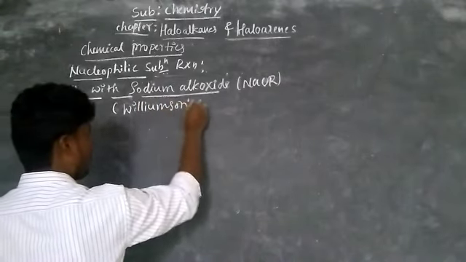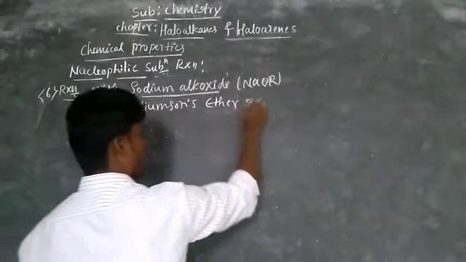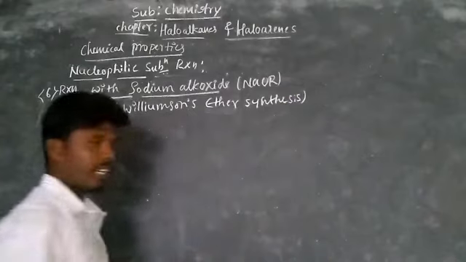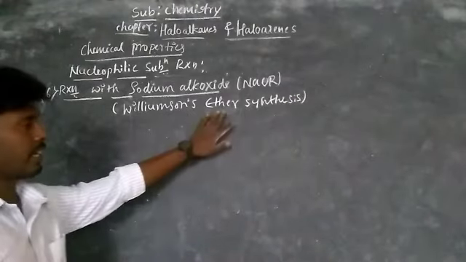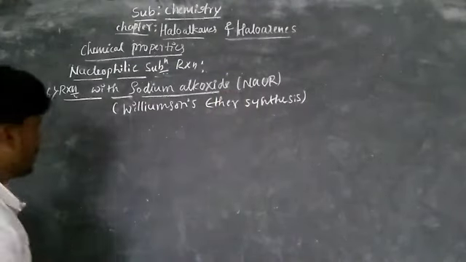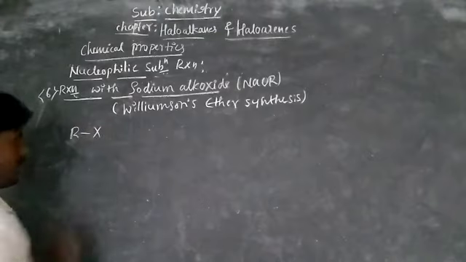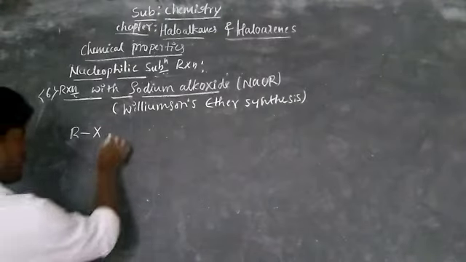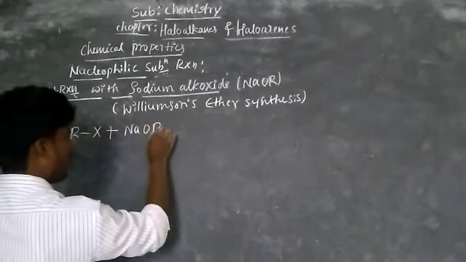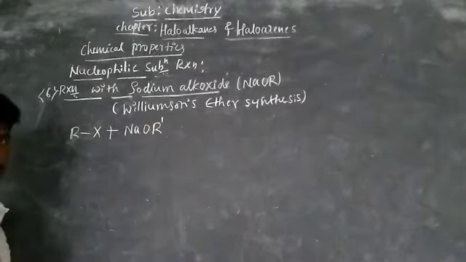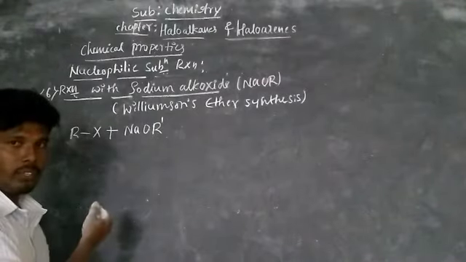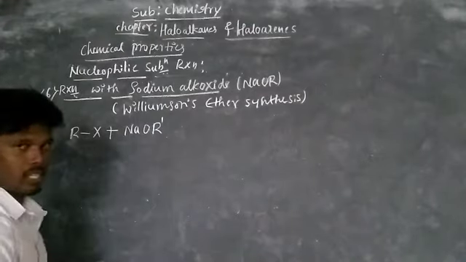Williamson's ether synthesis. In this reaction, we are going to synthesize ether from haloalkanes with sodium alkoxide. That is the general reaction. Take haloalkane RX, which reacts with sodium alkoxide, NaOR'. Let's take R' for convenience, so that we don't get confused.